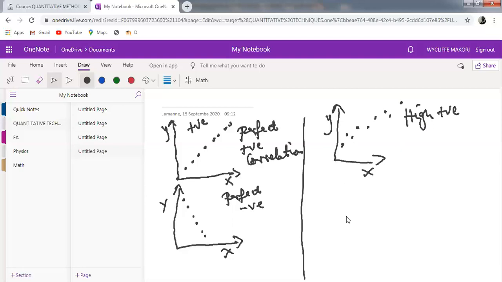When you have your points behaving like this, almost forming a straight line, but it is not a straight line, but sloping negatively, this is known as a high negative correlation. You can have another scenario like this.